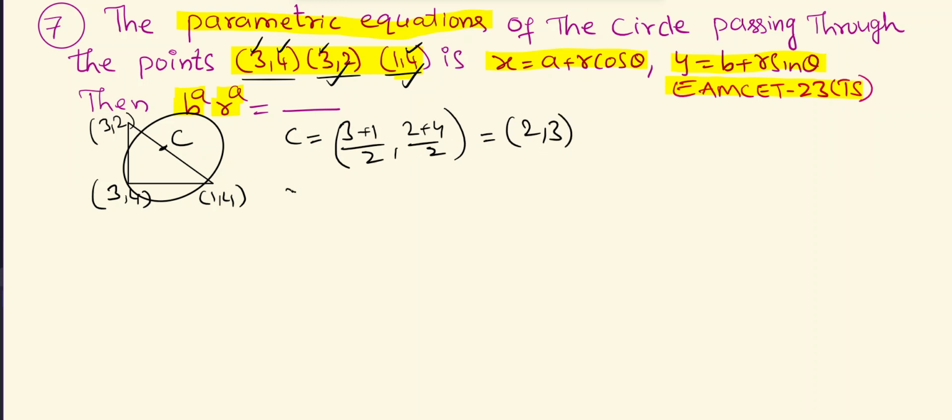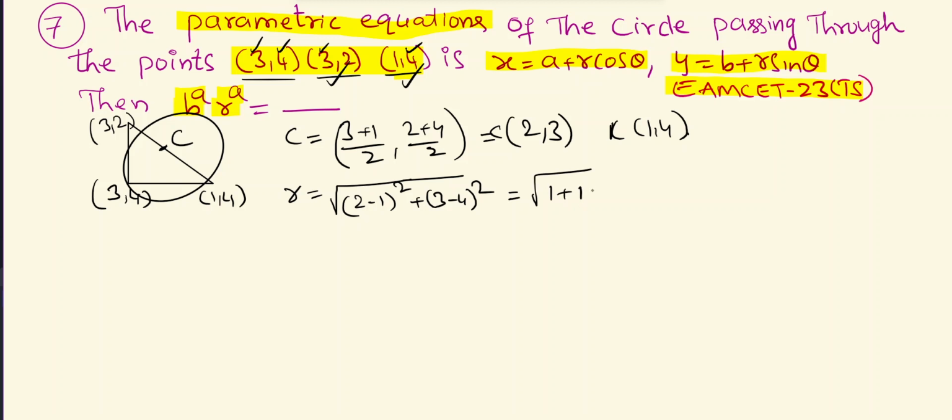The radius of the circle is the distance from the center to any point on the circle. Take the point (1, 4). Now find the distance between these two points. Radius is equal to the square root of (2 - 1) squared plus (3 - 4) squared. That is 1 plus 1, so the radius is root 2.